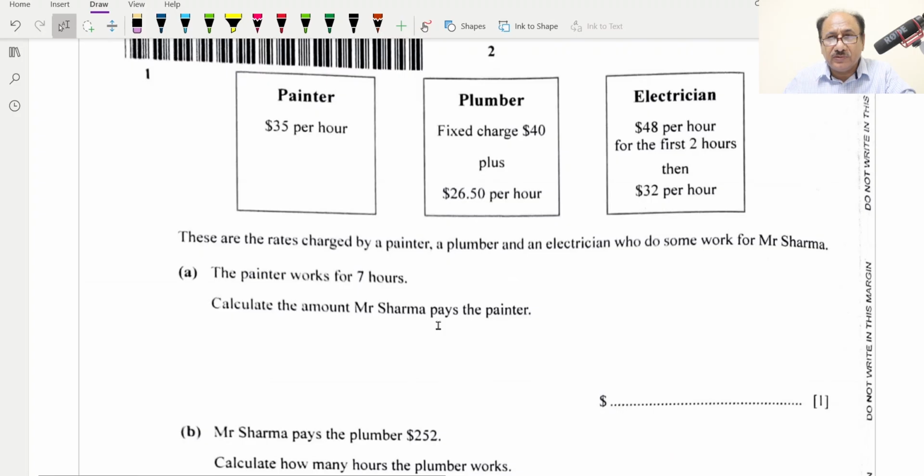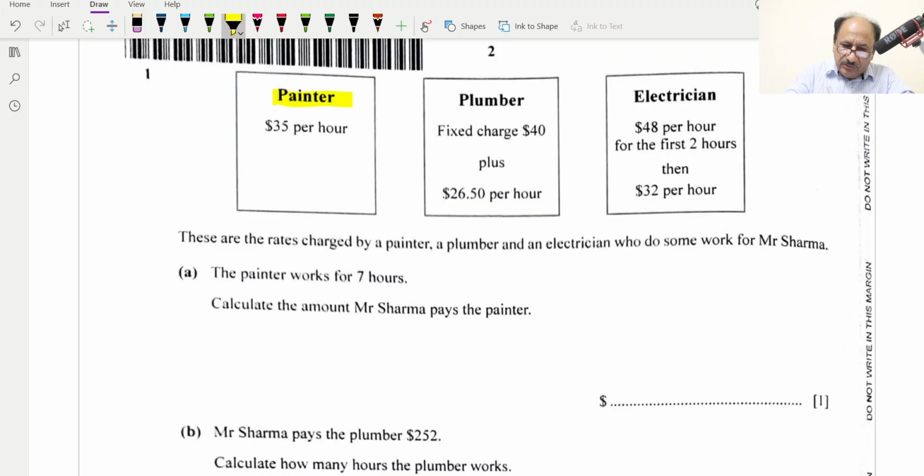Before starting the question, I just want to mention that the marking scheme of this paper is not yet available. So I'll try my maximum to be accurate. If there is something to amend, I will put it in the comment section, so please check the comment section for rectifications. Question number 1.